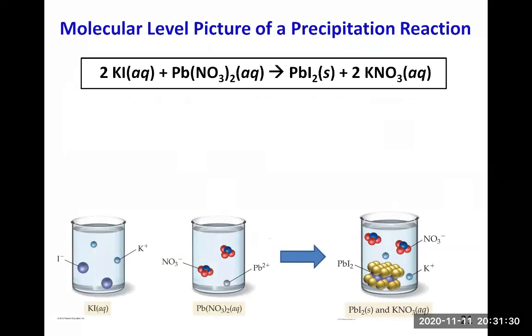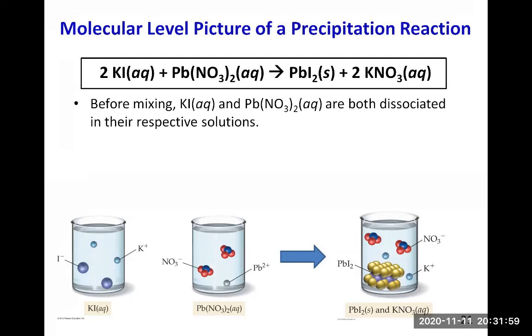So this shows the molecular level picture of a precipitation reaction. Here the example shows the potassium iodide solution and the lead nitrate solution. We see the ions floating in water in the two solutions. And when we mix them together, we see how the lead and the iodide combine to make a solid, and that's a yellow solid.